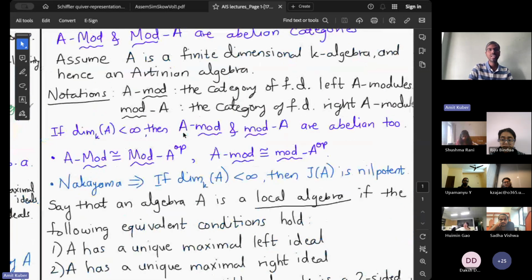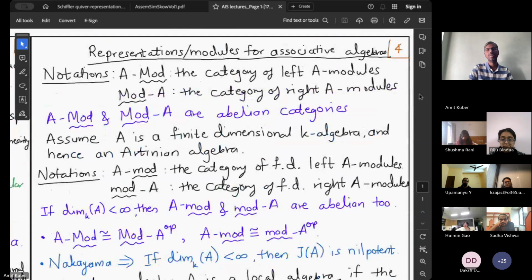So now we can come to the concept of representations or modules for these associative algebras. Again, some notations. A mod is the category of left A modules. Mod A is the category of right A modules, and both these categories are abelian. They have all the nice properties. And if A is assumed to be a finite dimensional algebra, then actually it is an Artinian algebra. Artinian algebra means ideals satisfy the descending chain condition.